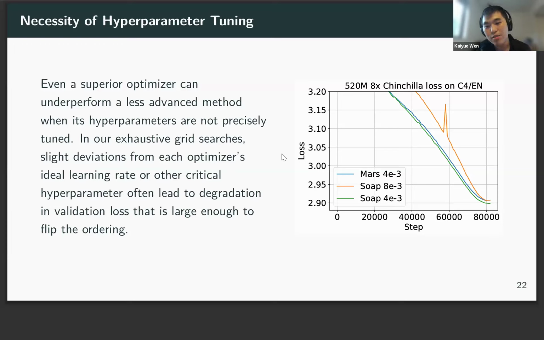But once you set the learning rate closer to optimal, then there is a pretty significant gap between Mars and SOAP. So this means that even a small change in the learning rate, which is only 2x, can lead to a flip in optimizer ranking. So our recommendation is that the scale sensitive parameters should definitely be swept in future optimizer studies.